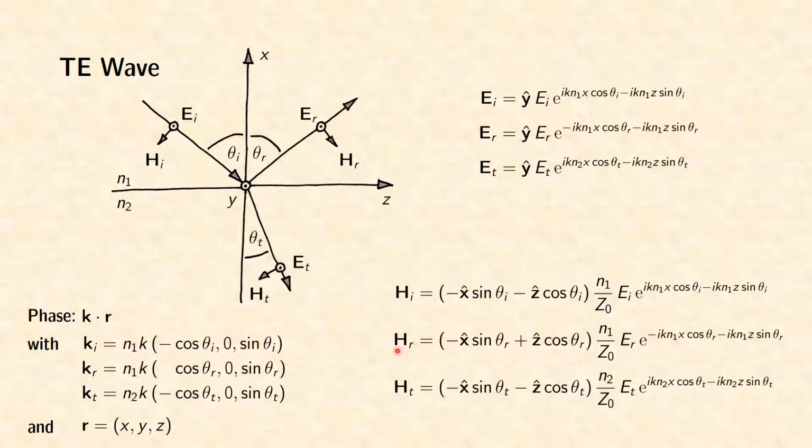And now we do the same for the reflected magnetic field and for the transmitted magnetic field. So again, the phase factor is the same, and the only difference here is that for the transmitted field, we of course have to use the refractive index of the second medium.